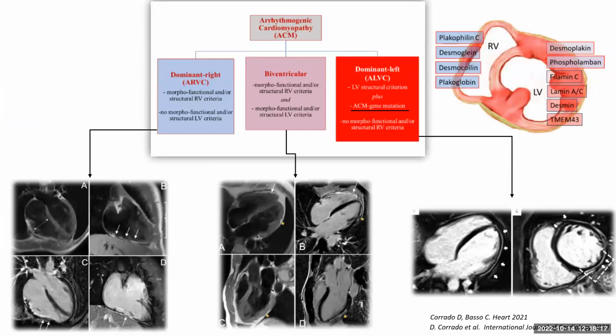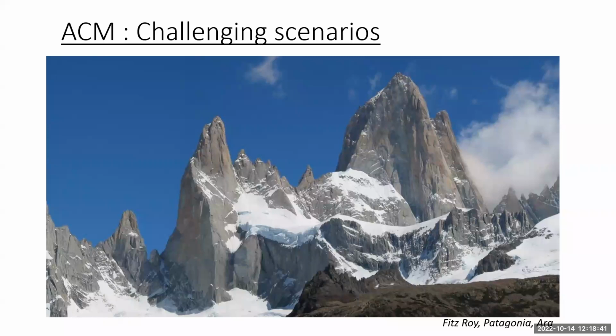So based on this imaging phenotype, we have three presentations of the disease: the dominant right, the biventricular, and the dominant left arrhythmogenic cardiomyopathy. Importantly, for the dominant left, the presence of a concomitant related mutation is required together with the imaging findings for the diagnosis. You can see in the upper right the most common reported mutation with the predominantly involved chamber. Despite these new criteria, sometimes the differences with mimic entities could still be challenging.